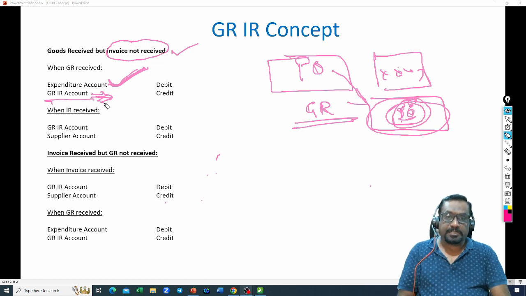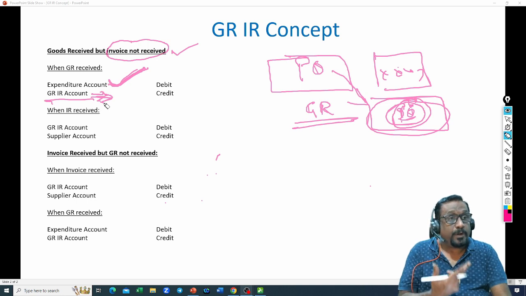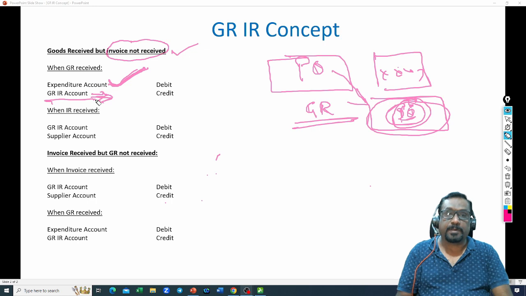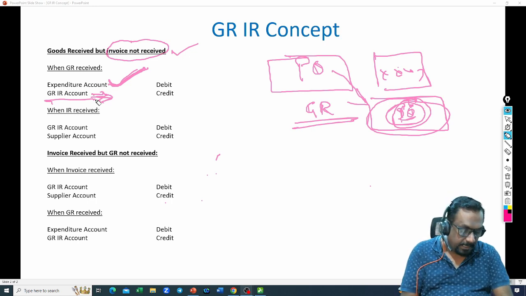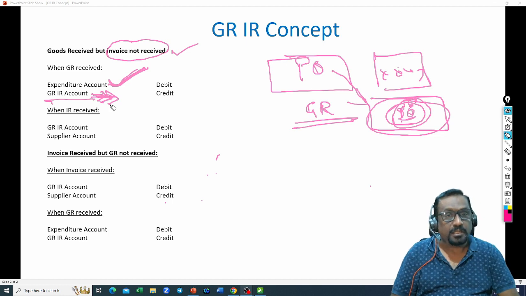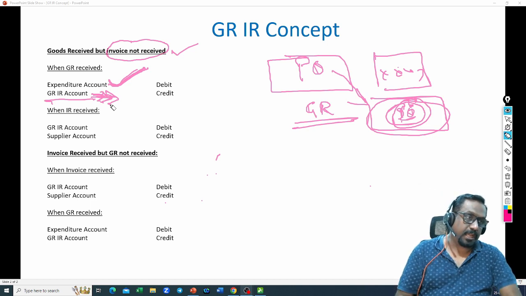What is the price he mentioned on the invoice copy? What are the bank details he mentioned? What is the billing address he mentioned? Whether the freight charges are included or excluded, how do I know? Without knowing all these things, how can I create a supplier account? I cannot create a supplier account. Hence, I am temporarily creating this to the GRIR account. That should be your answer in interviews. Say, this is the reason I am giving credit to the GRIR account.